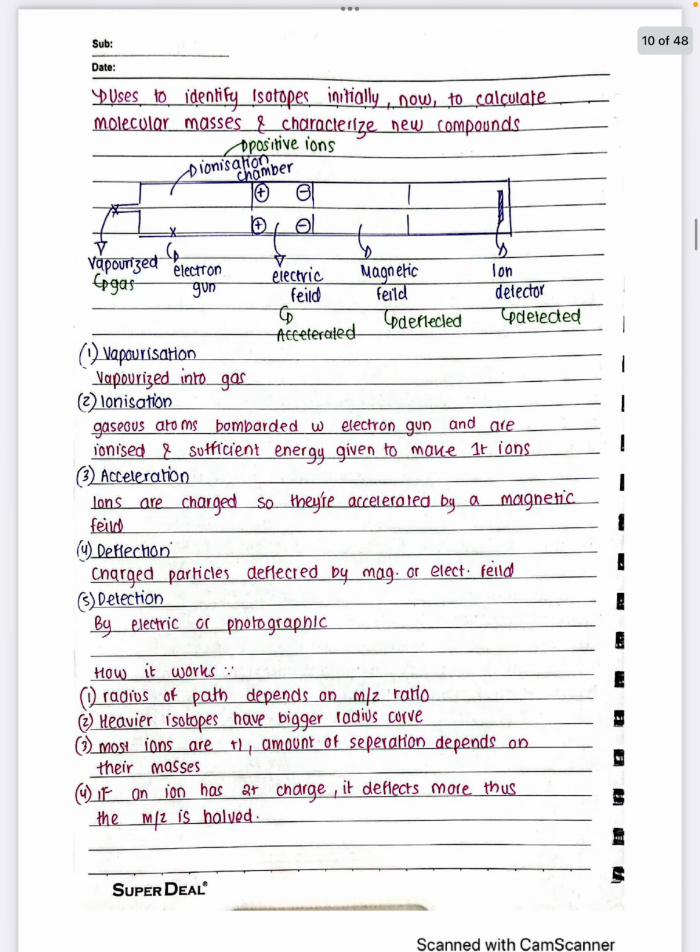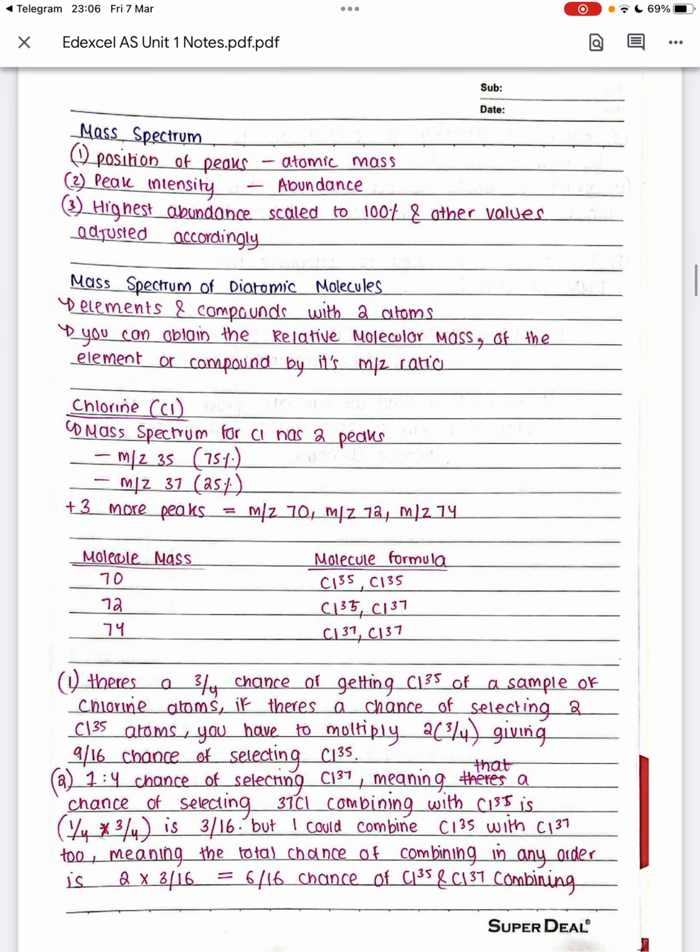As you see over here, it's the same thing: vaporization, ionization, acceleration, deflection, and detection. How it works is also written. Same thing: vaporized gas, electron gun, positive ions, electric field, magnetic field, and the ion detector. Here, the mass spectrum: position of peaks gives atomic mass, peak intensity gives abundance, the highest abundance is scaled to 100%, and other values are adjusted accordingly. Mass spectrum of diatomic molecules will be covered in the next video, inshallah.